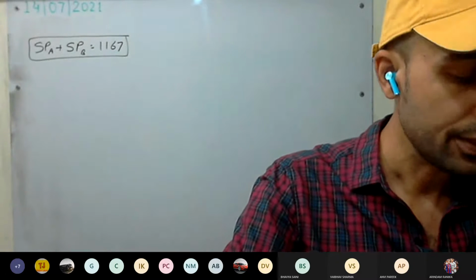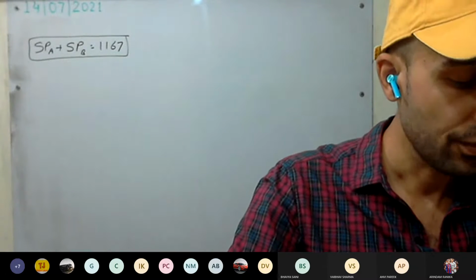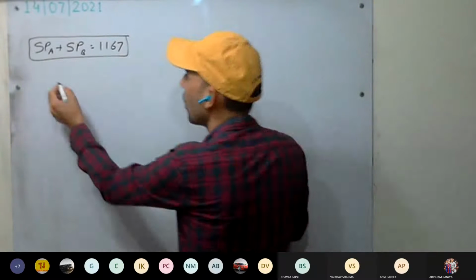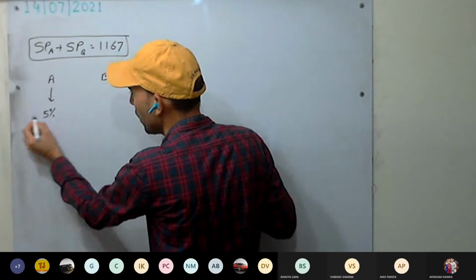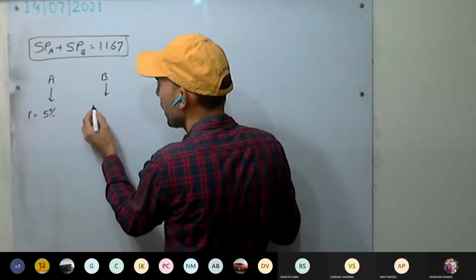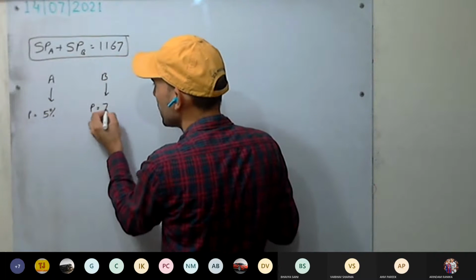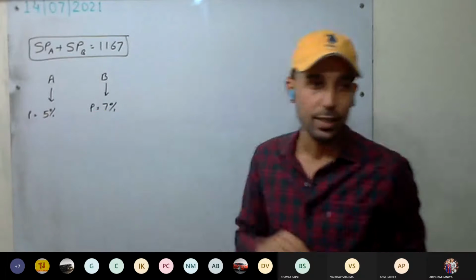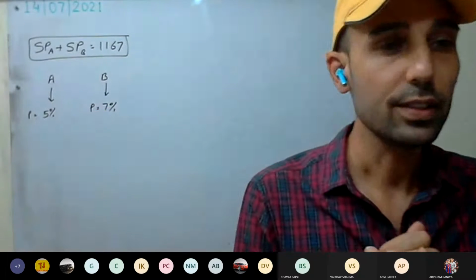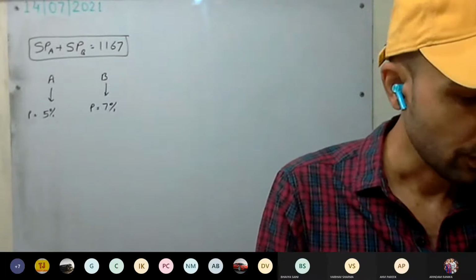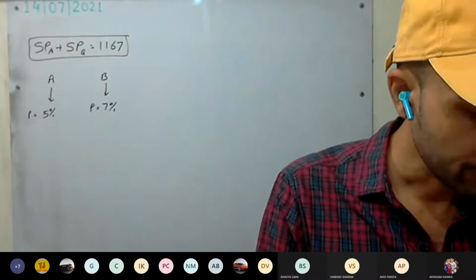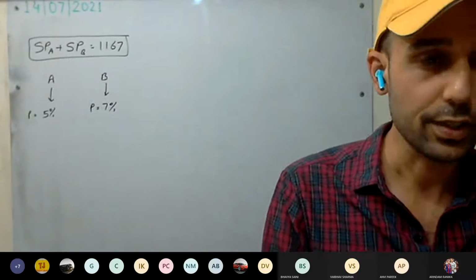Rupees, making 5% profit on A and 7% profit on B. Okay. So on article A, we are making 5% profit, and on article B, we are making a profit of 7%. Okay. And profit is always calculated on CP. It is always calculated on CP. Okay. And we have to find the cost price of each article as well.